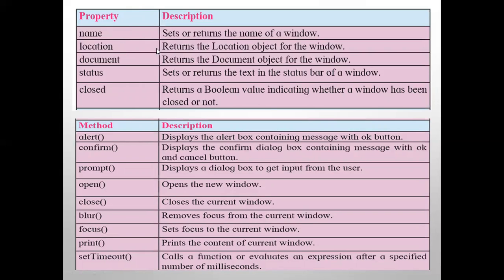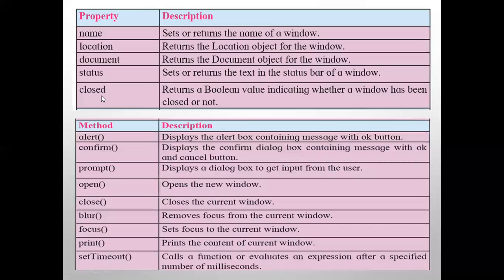Location returns the location object for the window. Document returns the document object for the window. The content, the document that will be displayed in the window. Status sets or returns the text in the status bar of a window. You have seen the status bar, no? So whatever is the status of the window, it will be shown.